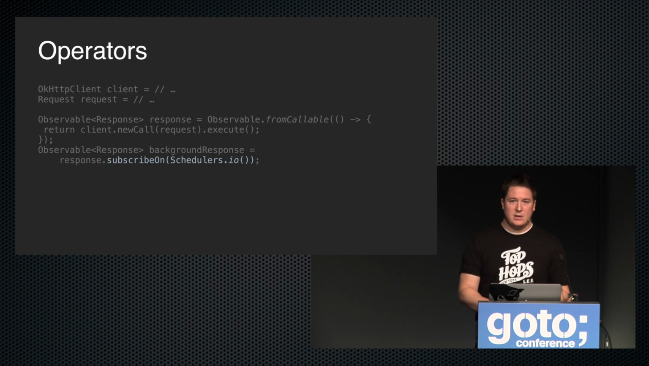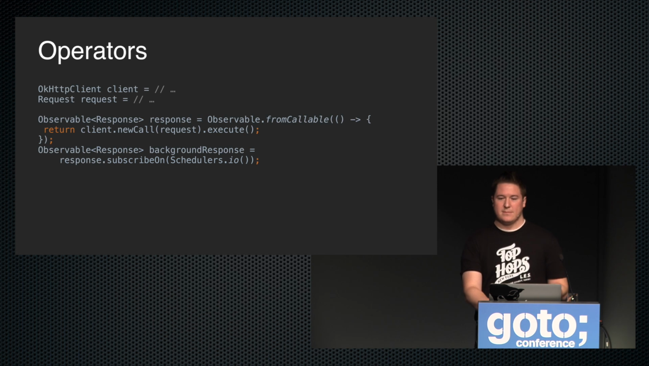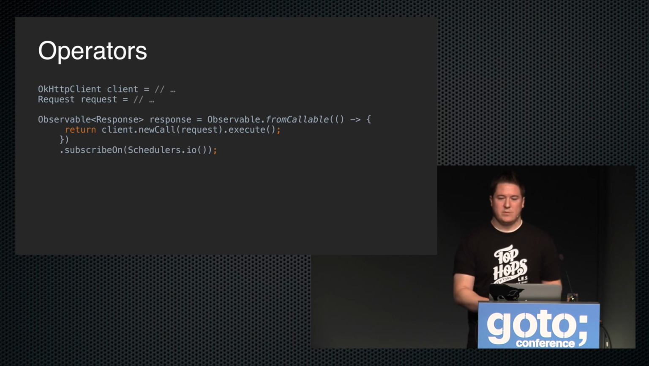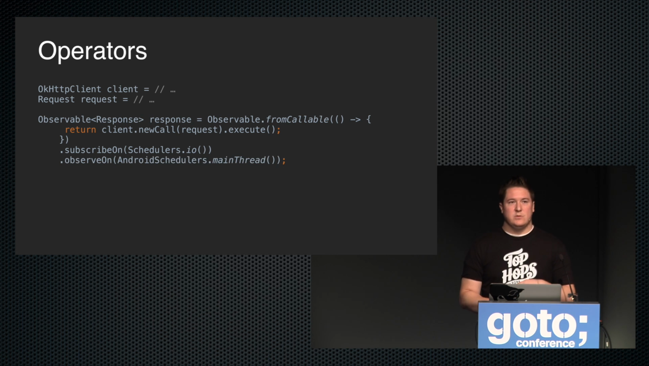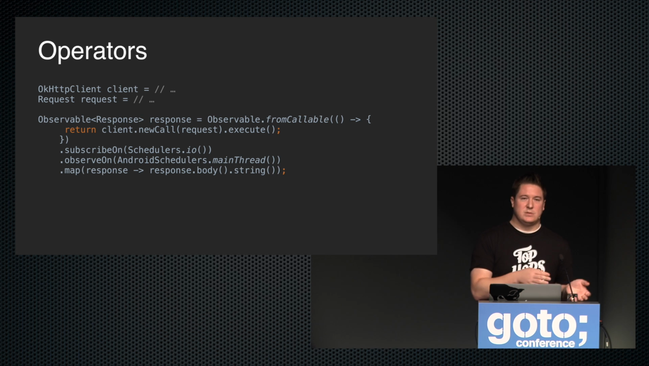And what's nice is that because these all return a new observable, and all these methods exist on observable, we can compose them and chain them together. So what you normally see is that we don't have intermediate variables for these. We're just applying the operators in a certain order. So we want a request to execute on a background thread. We want to observe the result of that request on the main thread, and we want to, say, change the response into a string. We want to read the string.